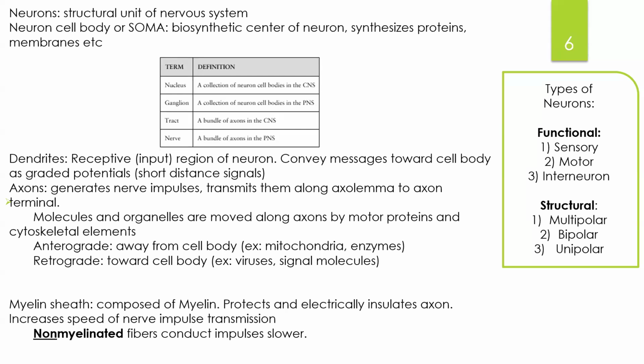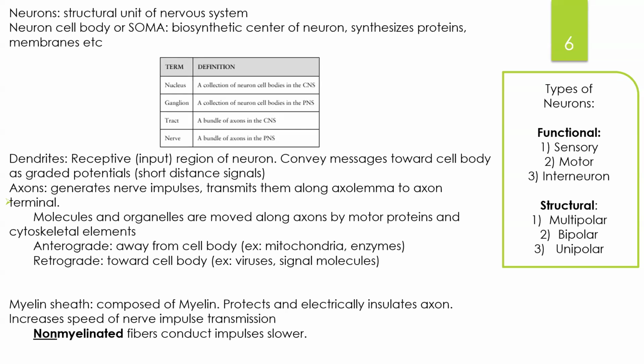Multipolar is exactly what it sounds like. They have many processes, and they are the most abundant. Bipolar have 2 processes, and then unipolar have just one single process. For lecture, again, I would know the definition of them, their characteristics, so many, 2, or one, and then where they are found.